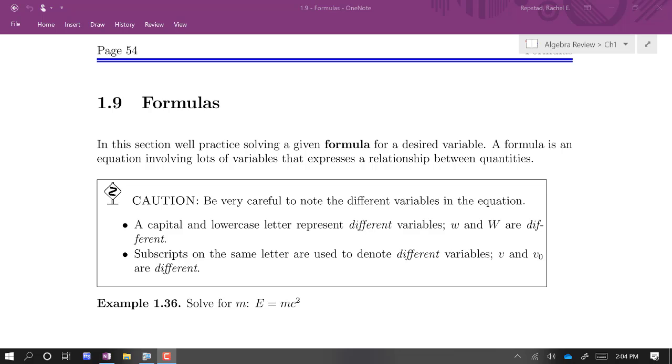We're going to wrap up this chapter by looking at solving formulas, or not really solving a formula, I guess it's like rearranging a formula to solve for a different variable.